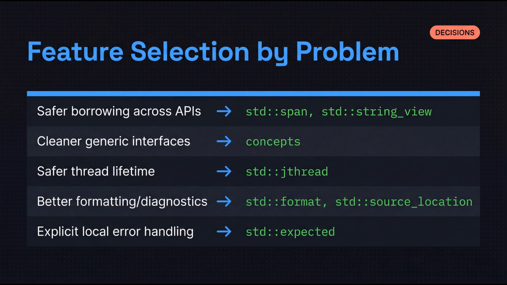Don't adopt features by checking a list. Adopt them by identifying the pain point in your code and choosing the feature that addresses it directly.